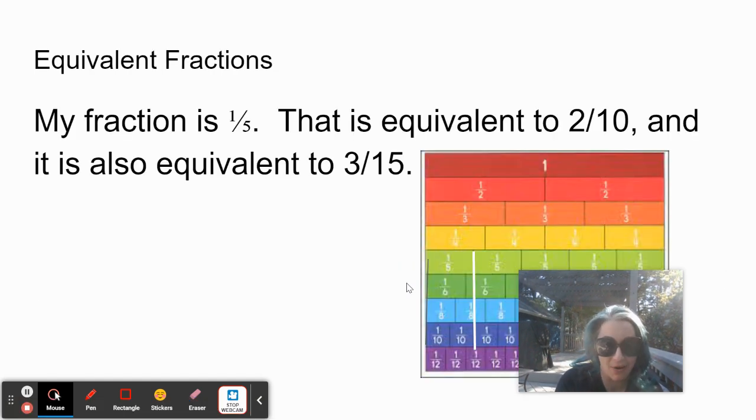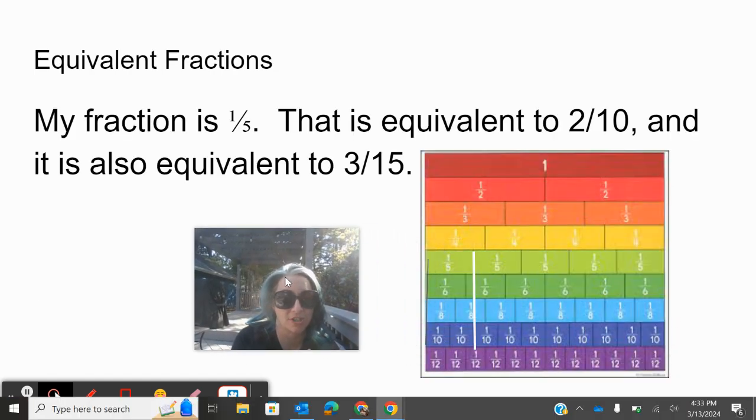Okay, so now I want to show you how I came up with some equivalent fractions. So my fraction is 1/5, and I found an equivalent fraction which is 2/10. So the way I found that is I have these fraction bars, and I found 1/5. So this is 1/5 right here, and I was looking down to see is there anything exactly the same size. Oh my gosh, 2/10 is exactly the same size as 1/5. Like if I took this 1/5 block out, it would be exactly the same size as 2 of the 1/10 blocks, or 2/10.